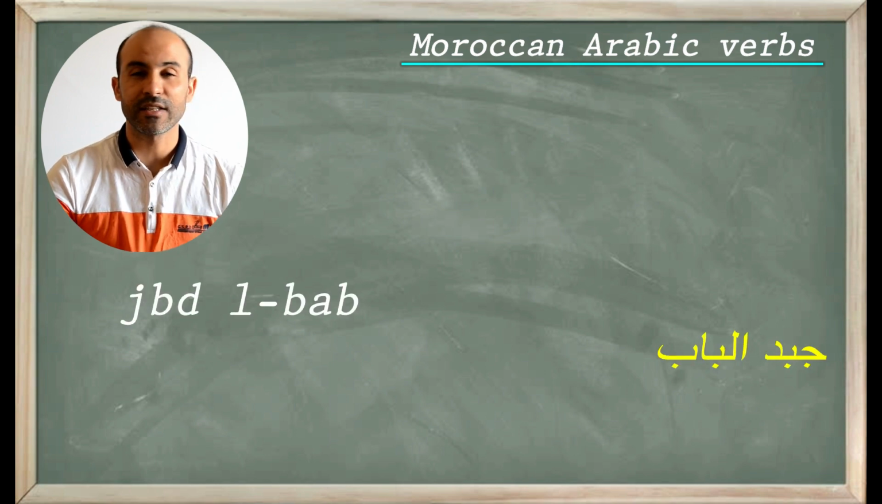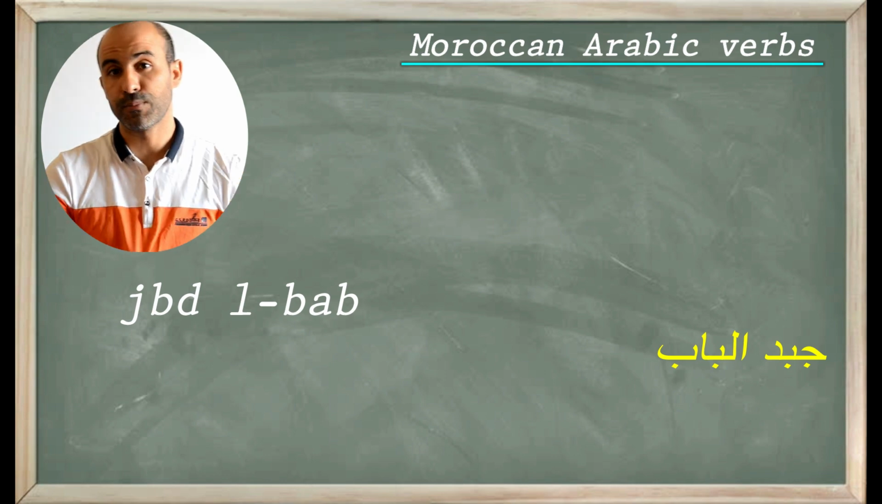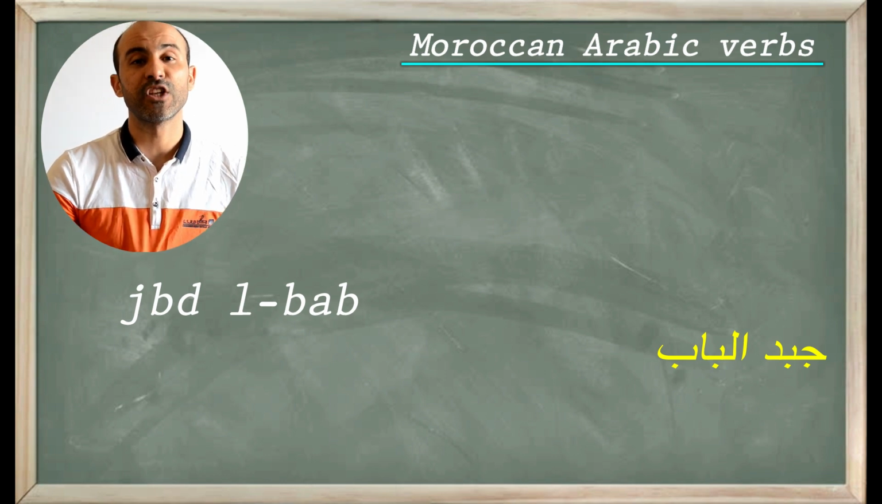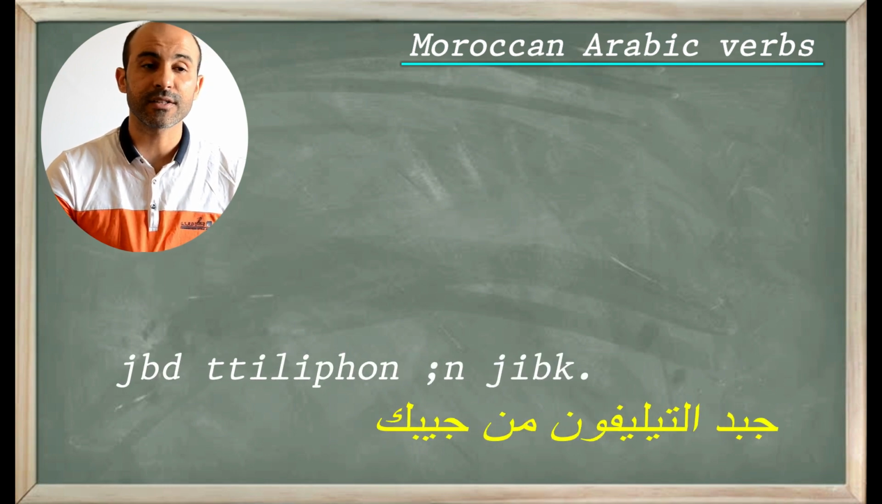So let's see two sentences again. جبد الباب is pull the door. And let's think of another sentence.